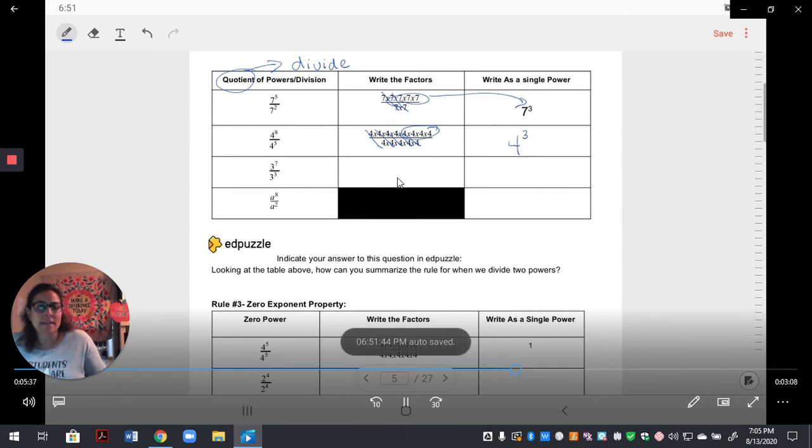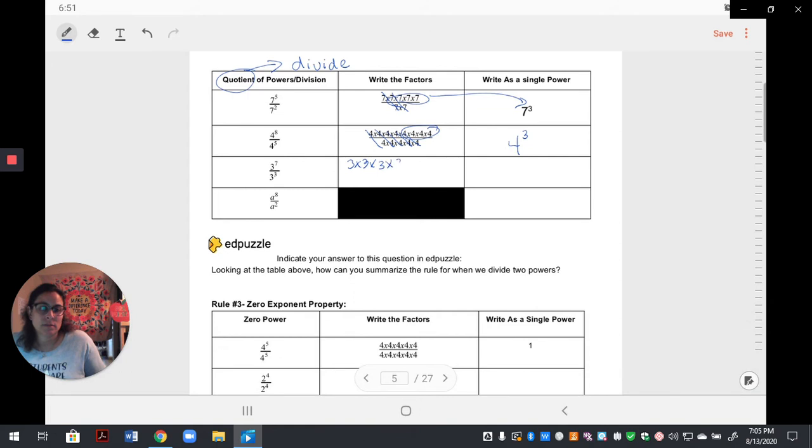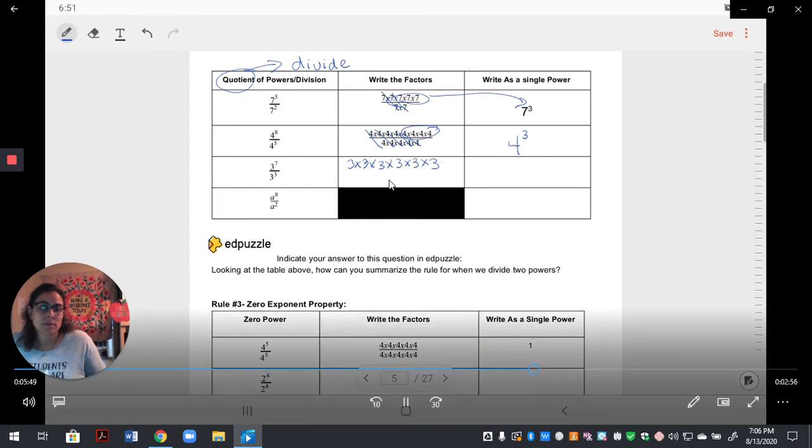So we're going to take a shot at that middle column here. So we have 3 to the 7th, so we're going to write 7 threes. Make sure there's 7 of them there. And then in the denominator, it's 3 to the 3rd. So we're multiplying 3 times. So that's 3 times 3 times 3. And again, we can go ahead and cancel those out. So we're left with 4 threes.